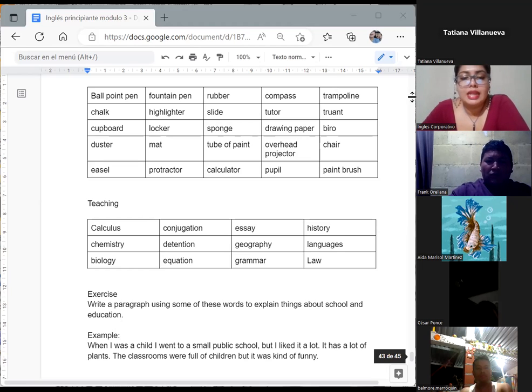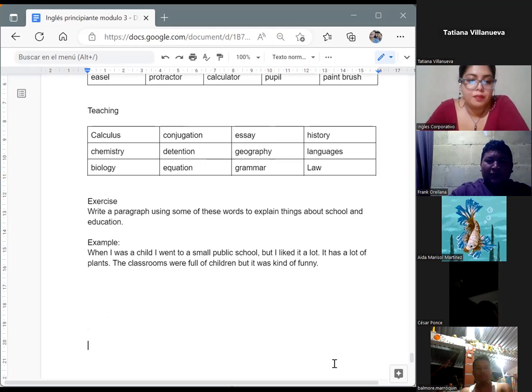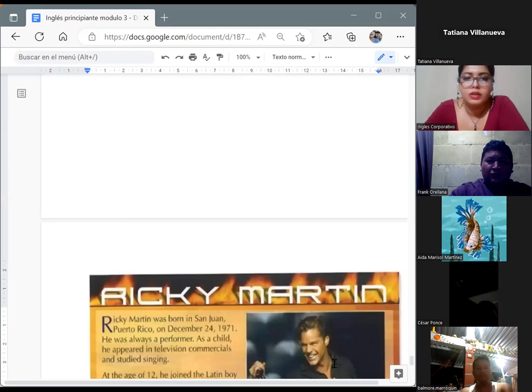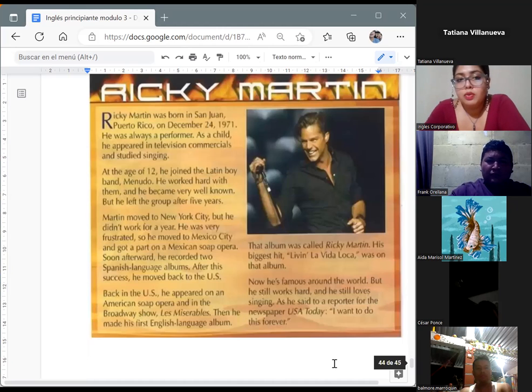So in that case, that is the last part of the vocabulary. And now we are going to read the article that is this one. We are going to talk about Ricky Martin. So we are going to read the information that we have here, and then we are going to the platform.